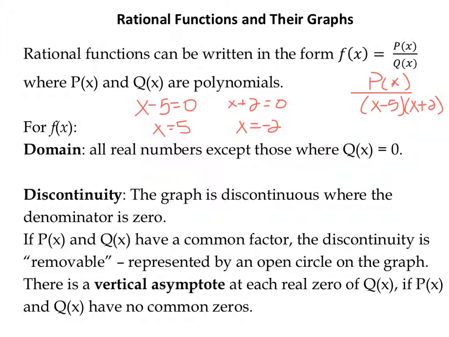If it's not a common factor, so if there wasn't an x minus 5, let's say in the numerator, so this x equals 5 was only making the denominator equal to 0, then we have something called a vertical asymptote. An asymptote, remember, is a line, a boundary on a graph that the graph will approach but never reach. We'll see some examples of these. So we want to make sure that we know what those discontinuities are and how to draw them in on our graphs.